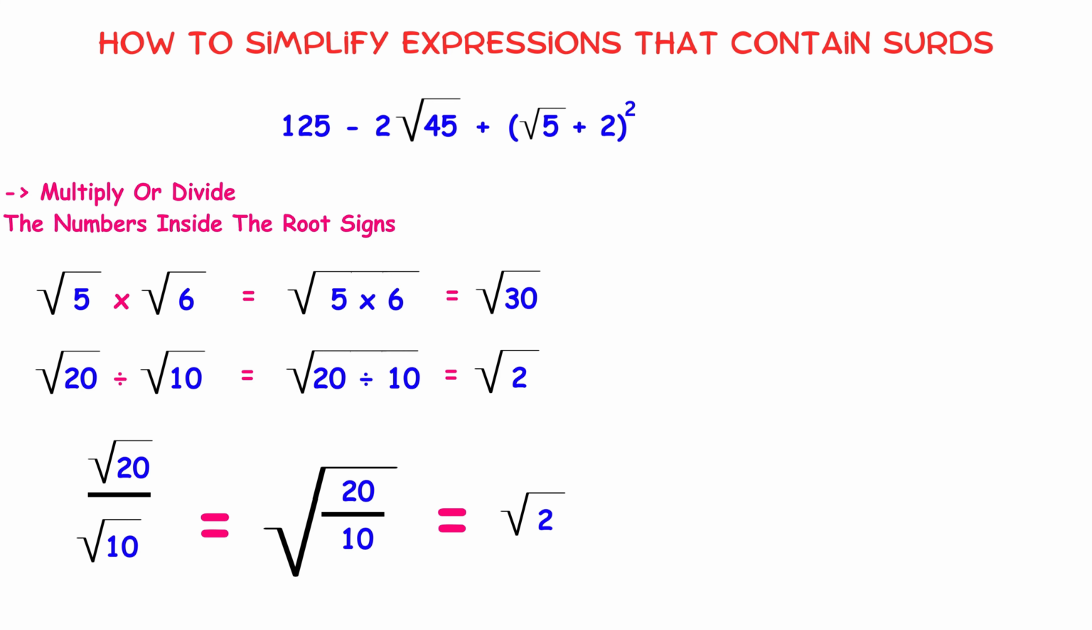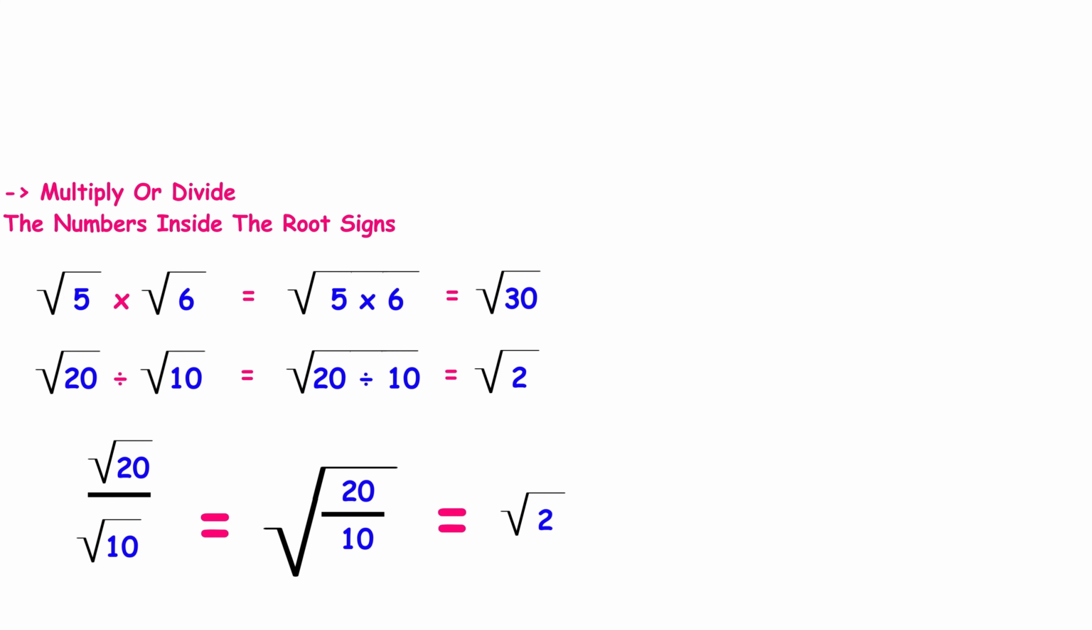The first is that when you multiply or divide surds, you just multiply or divide the numbers inside the root signs. For example, root 5 times root 6 is the same thing as root 5 times 6, so root 30, while root 20 divided by root 10, which could also be written as a fraction, is the same thing as the square root of 20 divided by 10, which is just root 2. The important thing to remember, though, is that addition and subtraction don't work this way.